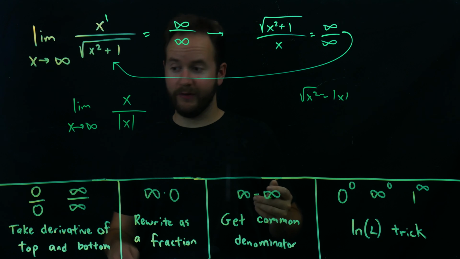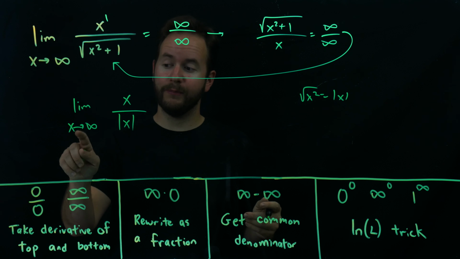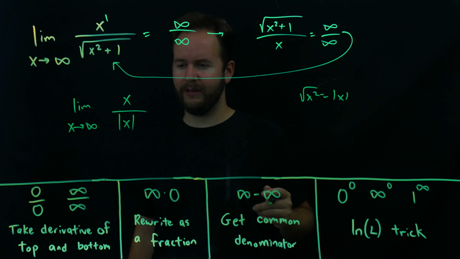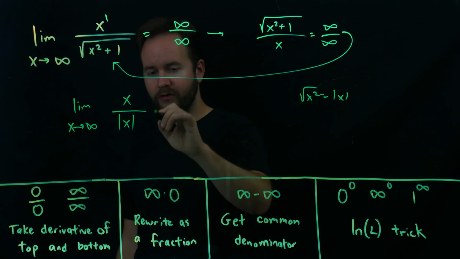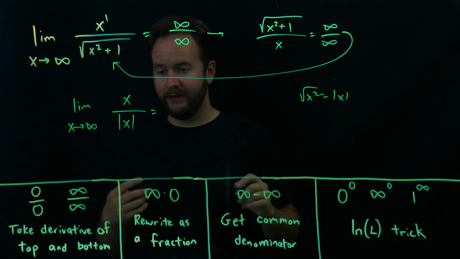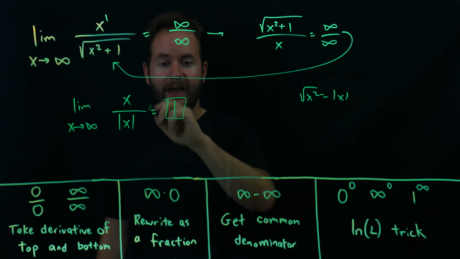It won't make too much of a difference here because we're going to positive infinity, but if we'd been going to negative infinity, we'd have to switch things up by a sign. And in this case, we have x over absolute value of x. Limit as x goes to positive infinity would just be 1. And that is my answer.